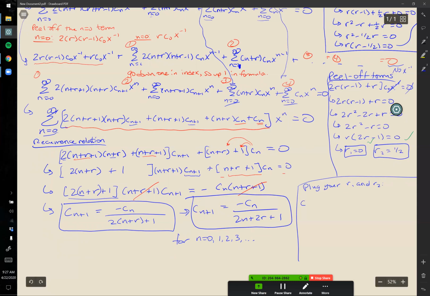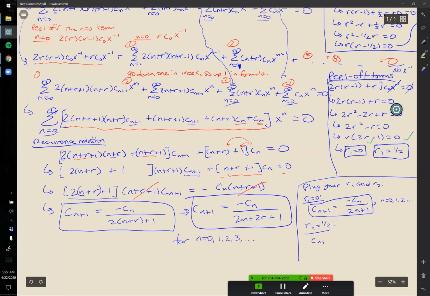And so you'd get, let's do r equals 0 first. So for r equals 0, you would get C_{n+1} is equal to negative C_n over 2n plus 1, and that's for n equals 0, 1, 2, and so on. So that's cool. And then for R2 equaling 1/2, what do we get?